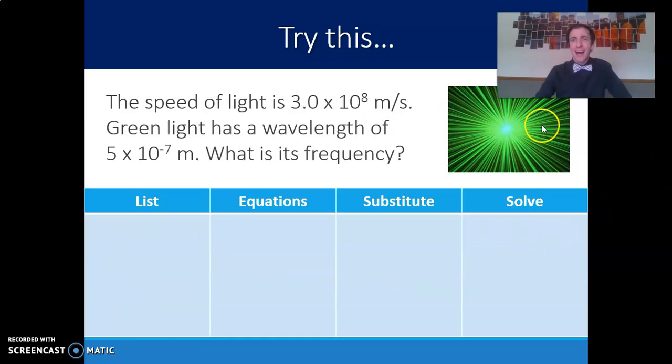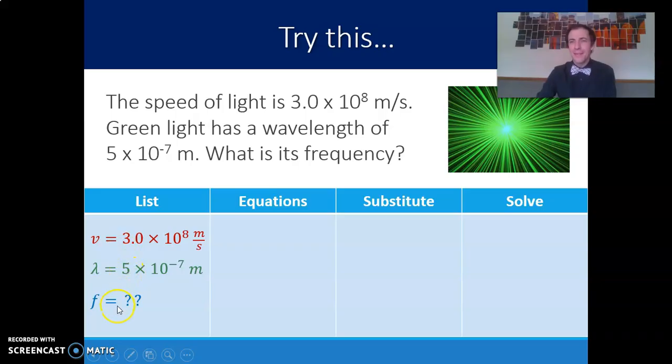Another example here is light. When we talk about light later on, you're going to see that the numbers are either really, really big or really, really small, which means we are often going to be using scientific notation for some of our light calculations. Speed of light is about 300 million meters per second, or 3.0 times 10 to the 8th meters per second. Green light has a wavelength of 5 times 10 to the negative 7th meters. So the light is really, really fast, but the wavelength is really, really tiny. I would like to know its frequency. I can list out my variables. The velocity and the wavelength are there, and I want to find the frequency.